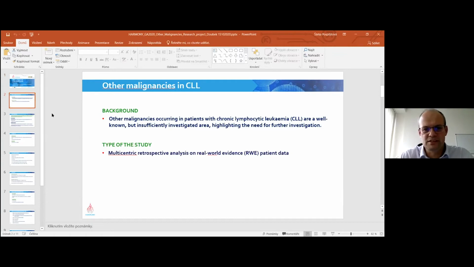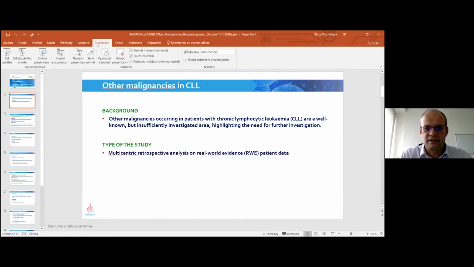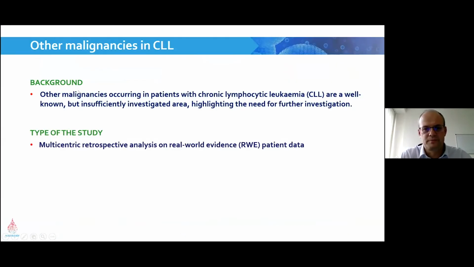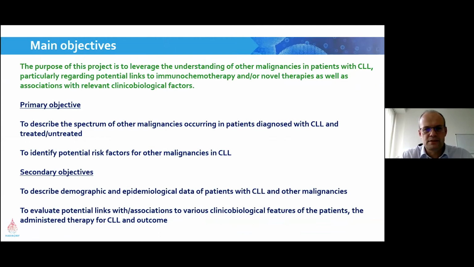Background of this project is to assess other malignancies in patients with chronic lymphocytic leukemia. This area is insufficiently investigated, and this is the purpose of our investigation, and the analysis is planned as multicentric retrospective analysis of real-world evidence data. Next, please. Yes, so the purpose of this project is to leverage the understanding of other malignancies in patients with CLL, with potential links to immunochemotherapy or novel therapies and clinical biological factors.